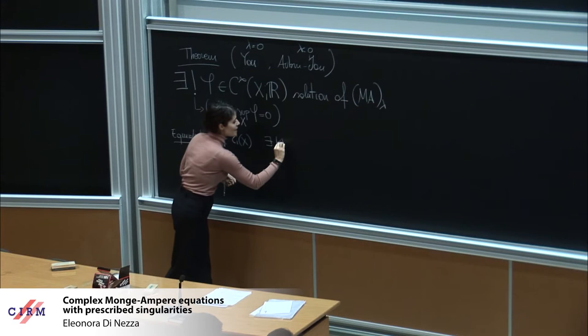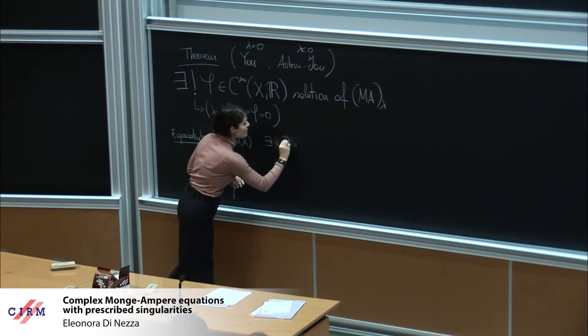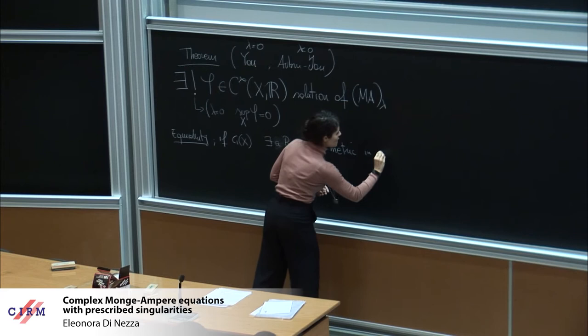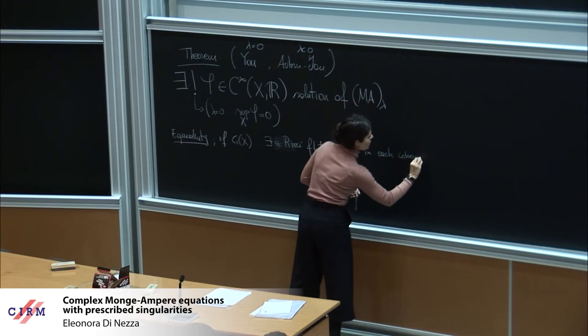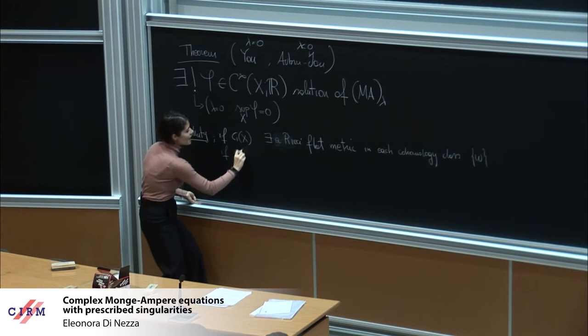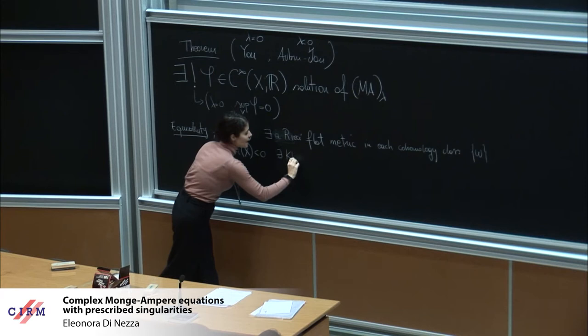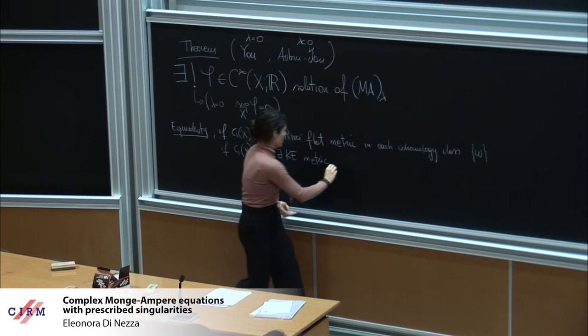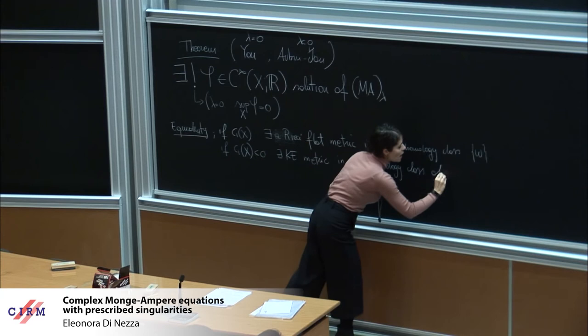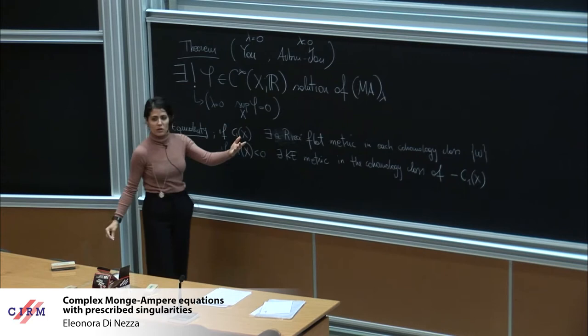So let's say there exists a Ricci flat metric, a smooth one, a genuine one, in each cohomology class, let's say denoted by omega. And in the case when the first Chern class is negative, it tells me that there exists a Kähler-Einstein metric in the cohomology class of minus the first Chern class of X, because since this was negative, minus the first Chern class of X is a Kähler class.